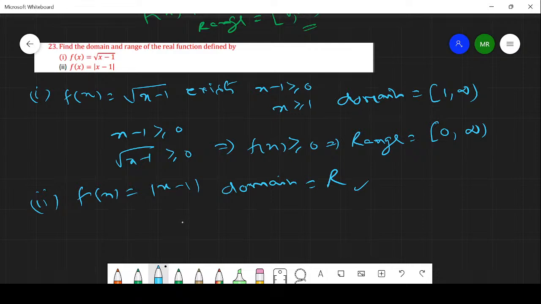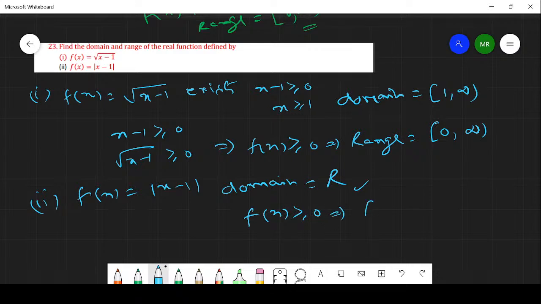See the range now. What about the range of this function? Again, modulus function, it always comes greater than or equal to 0. The function here gives greater than or equal to 0. Correct. Here I can write range is equal to what the function gives, because this function will be 0, otherwise it will be positive. So f of x is greater than or equal to 0.